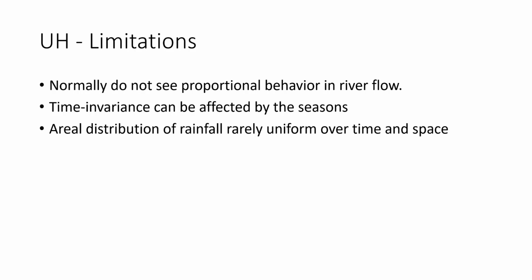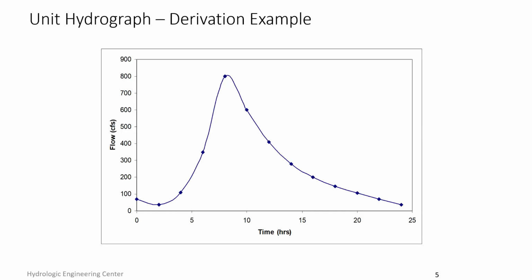So despite these limitations, the unit hydrograph method is still used very widely because of its simplicity and its ability to apply to many different types of watersheds. It is also still the basis for many analysis and estimation techniques. Let's go over how someone would derive a unit hydrograph from an observed hydrograph and rainfall.